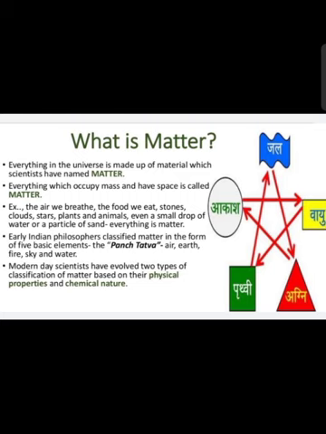Earlier Indian philosophers classified matter in the form of five basic elements, the Panch Tattva, that included air, earth, fire, sky, and water. Modern day scientists have evolved two types of classification of matter based on their physical properties and chemical nature. Let's take a look at them.